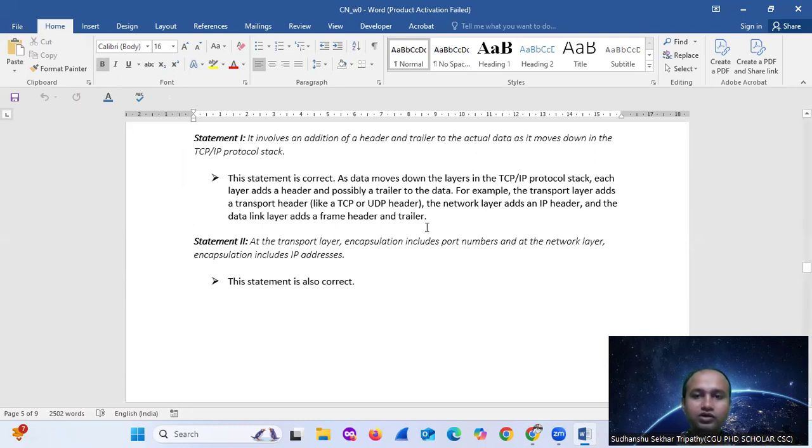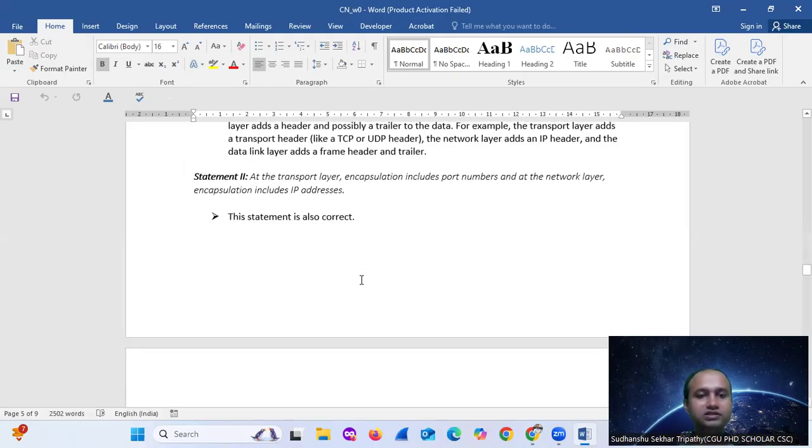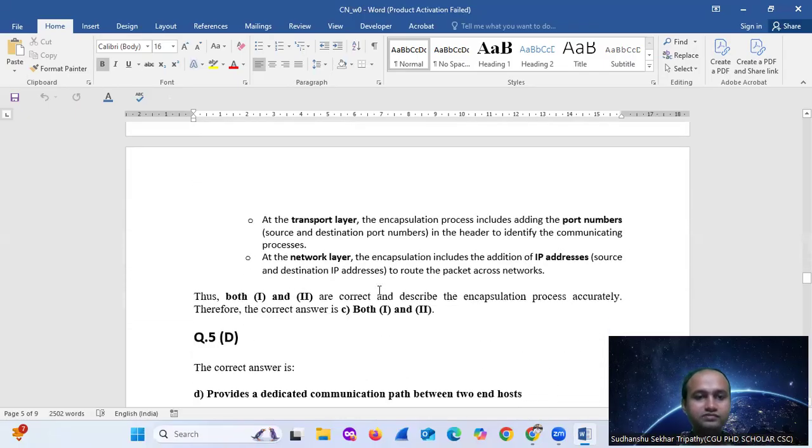So here the gist is that the network layer adds an IP header and the data link layer adds a frame header and trailer. Okay, so this is correct. In statement 2, at the transport layer encapsulation includes port numbers and at the network layer encapsulation includes IP address. So this statement is also correct.